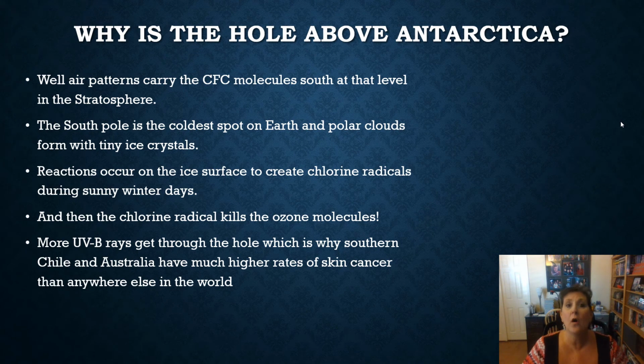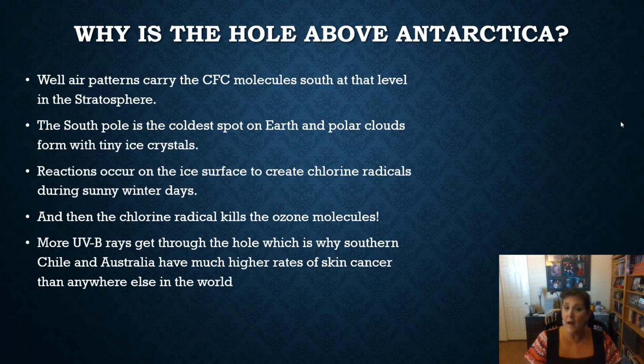The South Pole is the coldest spot on Earth, and we have polar clouds there that have little ice crystals in them. We need the little ice crystals to make the chlorine radicals. So reactions occur on the ice surface in those clouds to create the chlorine radicals during sunny winter days. And then the chlorine radical can start its murder mission and kill all those ozone molecules. So more UVB rays get through the hole, which is why southern Chile and Australia have much higher rates of skin cancer, because those are the most southern populated areas. Remember, in Australia, 2 out of 3 people will get skin cancer.